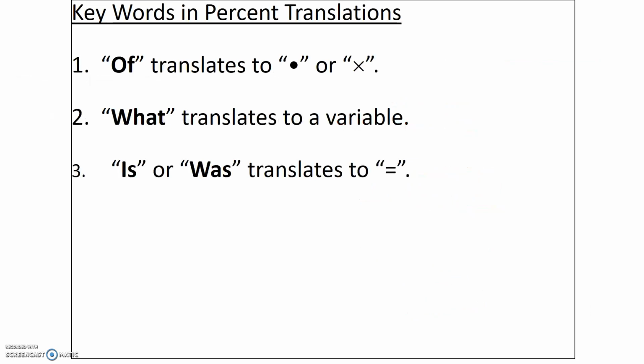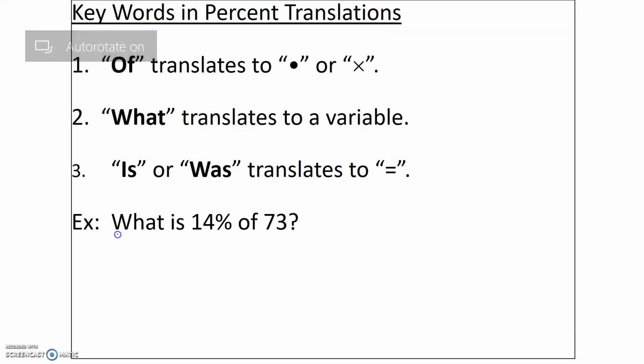Now here are some keywords in percent translations. The word of translates to multiplication. The word what translates to a variable. And the word is or was translates to equal sign. For example, what is 14% of 73?